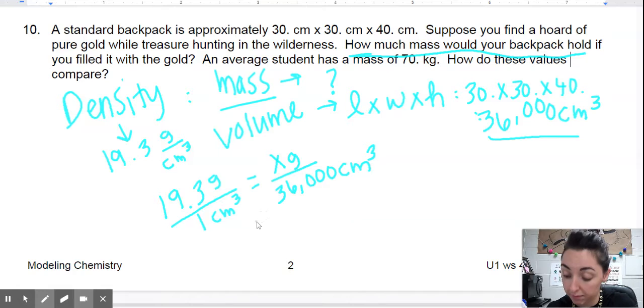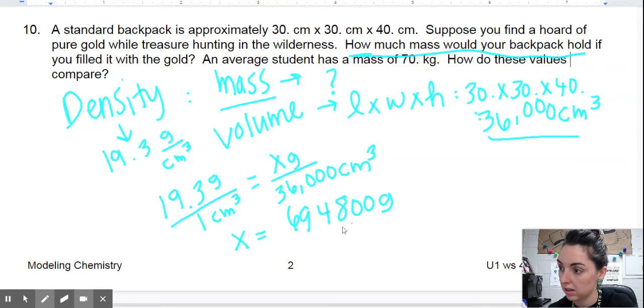So if I go ahead and solve that algebraically, I'm going to do 19.3 times 36,000. I want to multiply both sides by 36,000 to get it out of the denominator. And I find that x equals 694,800 grams. That's a lot of grams.